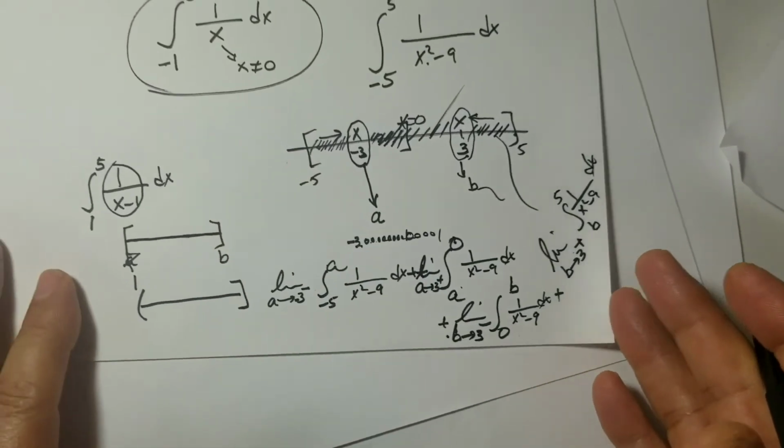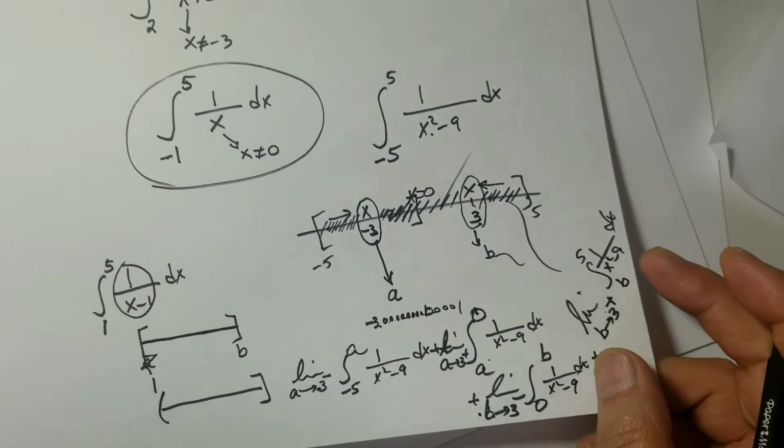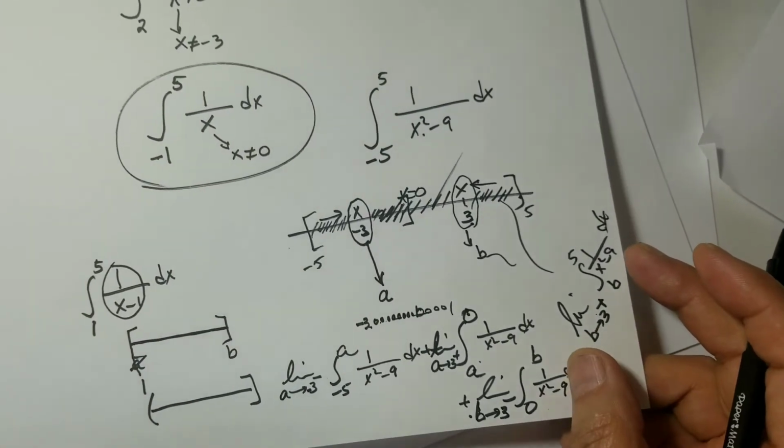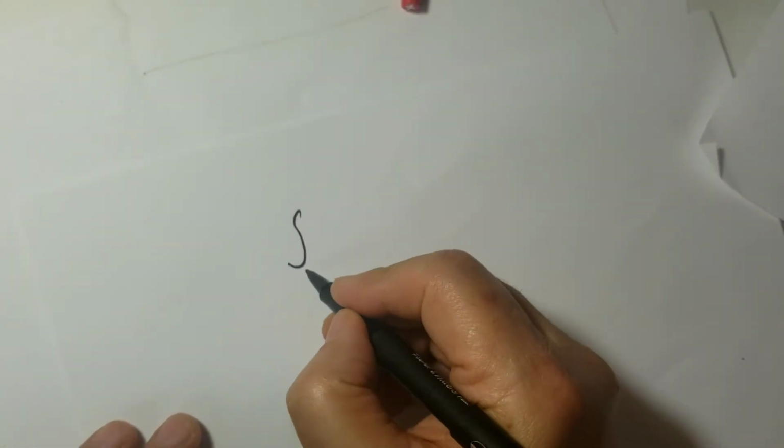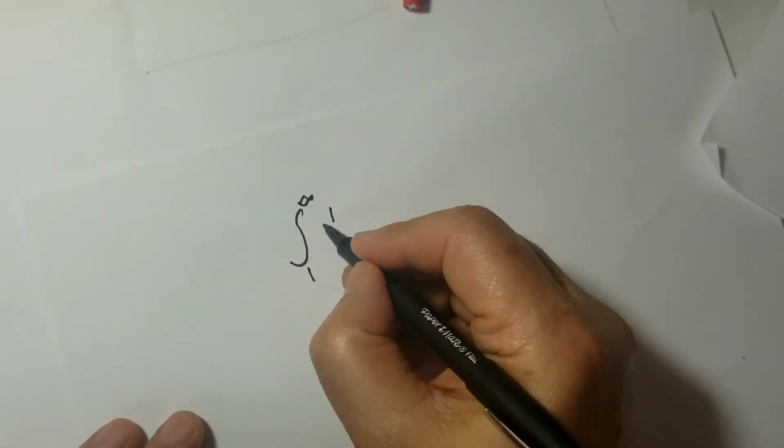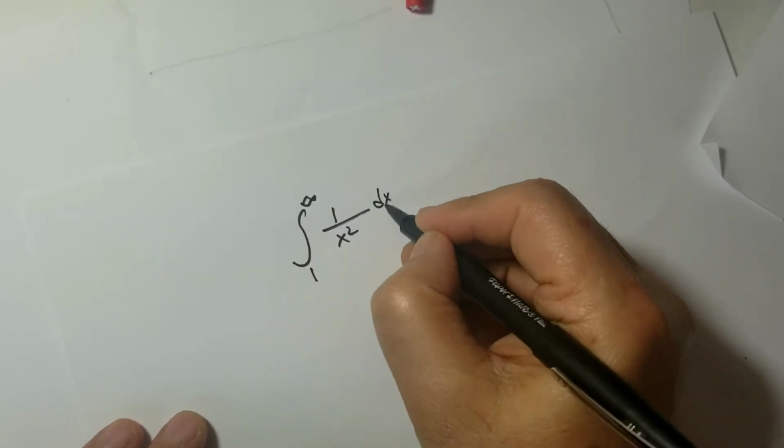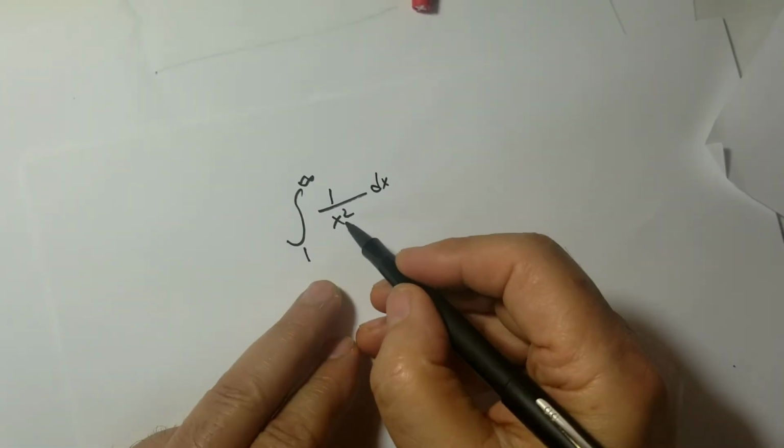Therefore, if you do have an improper integral, you have to change it to a proper one by attaching a limit to it. Then somebody said, oh, well, what happens if I have the integral from 1 to infinity of 1 over x squared dx? Well, infinity is a huge number.